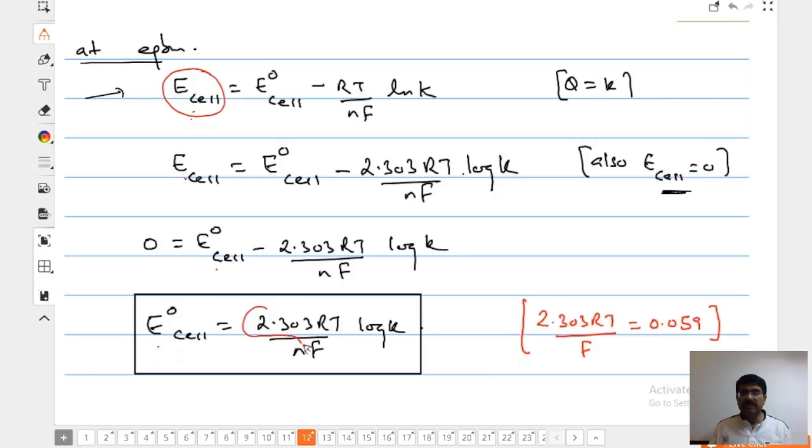Now you understand, we can always put 0.059 at 298 Kelvin. Write down this relationship in your notebook, because that will be converted to numericals, bachcho.